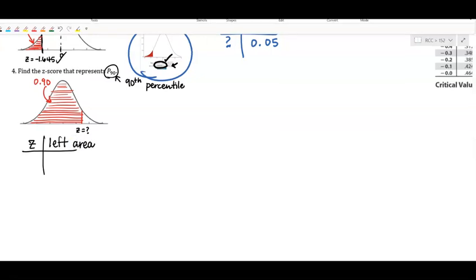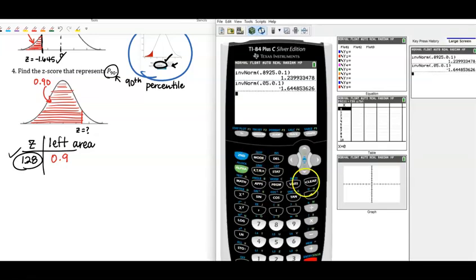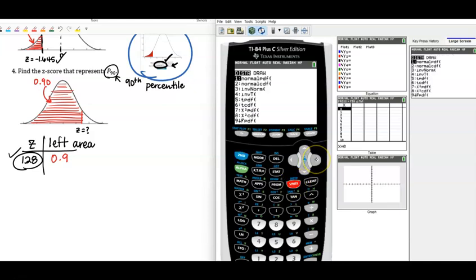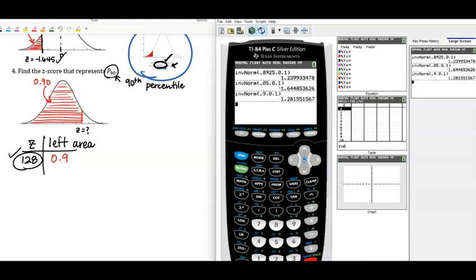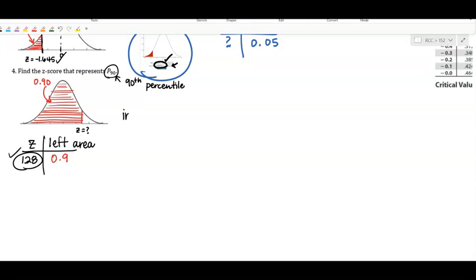Using the standard table, we started off, we knew we were looking for a left area of 0.9. We went to the table and looked up the z-score and got 1.28. If we were using our calculator, we would hit second vars to go to our distribution menu. We would select invNorm. We have a left area of 0.9. And we would hit enter twice on this, and the calculator would also give us 1.28. And again, you don't have to do all these methods. You just really got to do one of them. I'm just showing them all in the video, so you all can pick whatever it is you want to use.